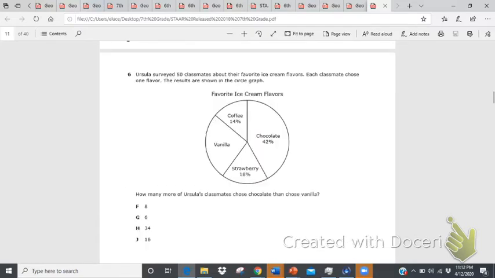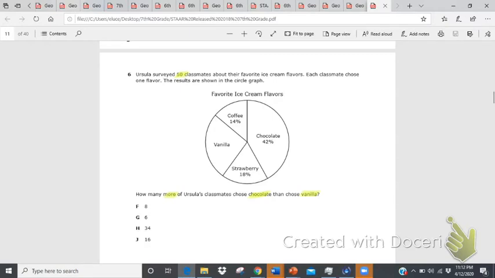All right, ladies and gentlemen. Number 6. They're telling us that Ursula surveyed 50 classmates about their favorite ice cream flavors. Each classmate chose one flavor. The results are shown in the graph, which is right there. How many more of Ursula's classmates chose chocolate than chose vanilla?